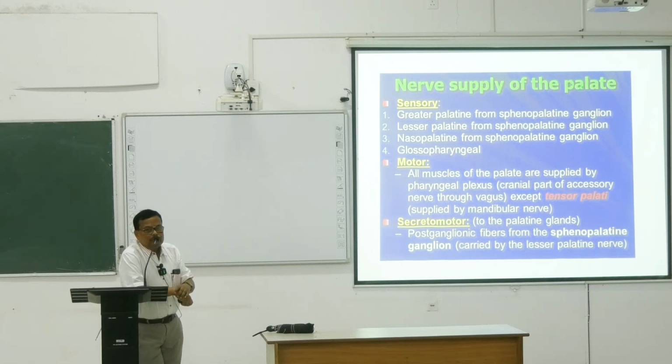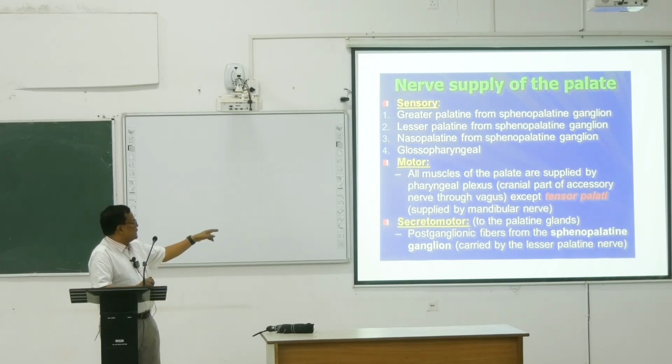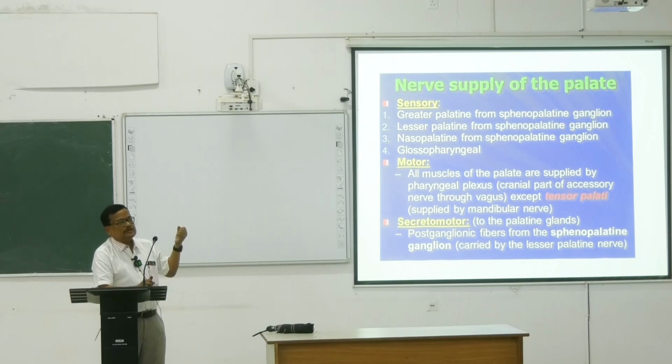Secretomotor, I have already told you in the last class, the palate has glands, palatine glands, and it is very essential to secrete palatine mucus in the oral cavity. These palatine glands are again supplied by the lesser palatine nerve. So the lesser palatine nerve is a mixed nerve carrying secretomotor supply to the palatine glands, and it also carries the sensory supply.